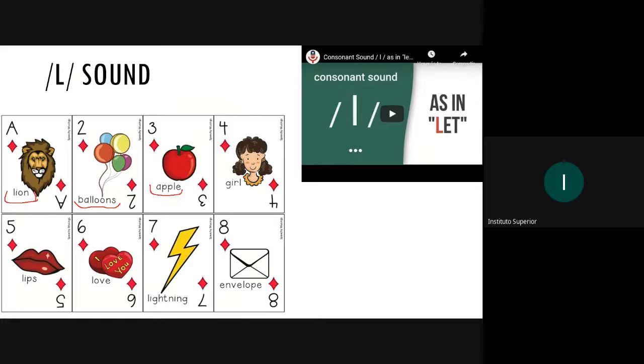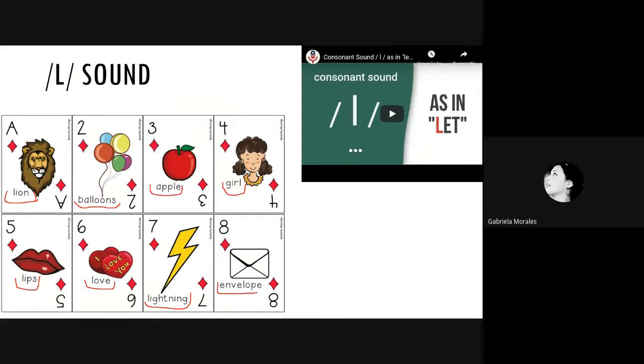Okay. Here, apple, apple, apple. Here, girl, girl. Okay, good. Lip, lips, lip, lips. Love, love, love. This one: lightning, lightning, lion.